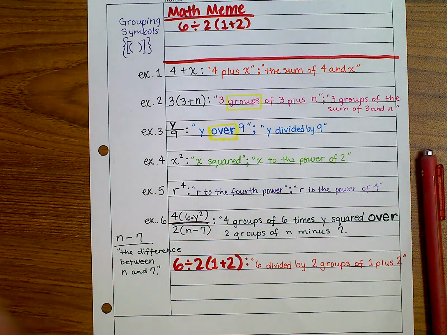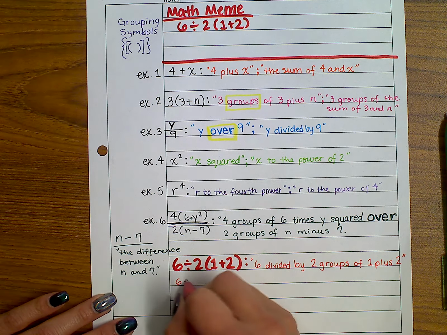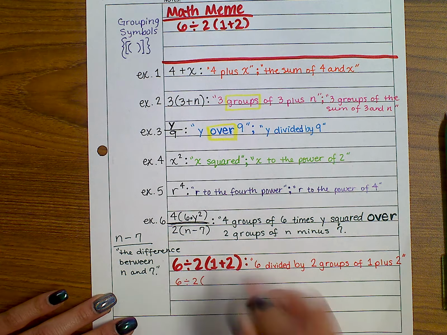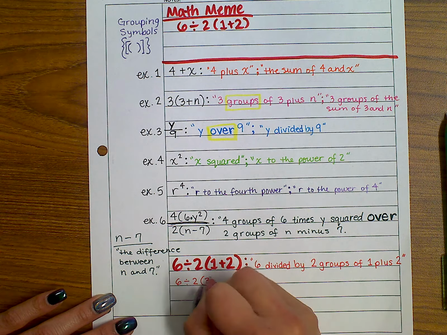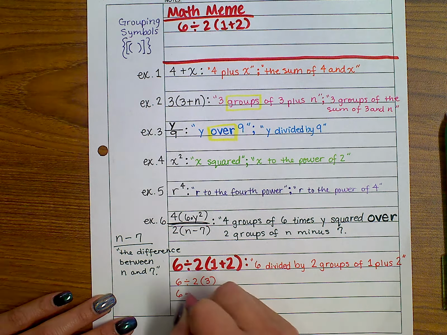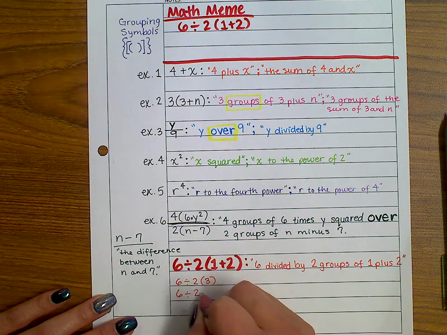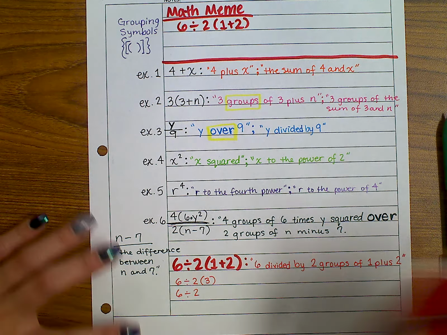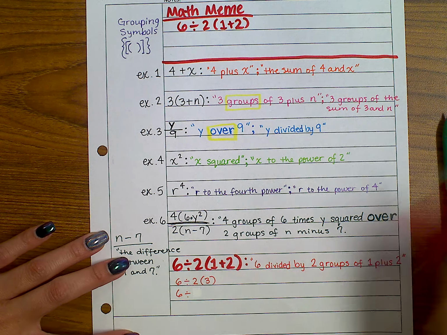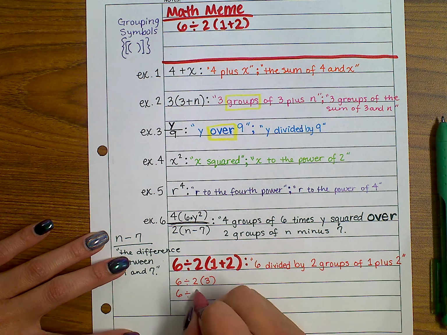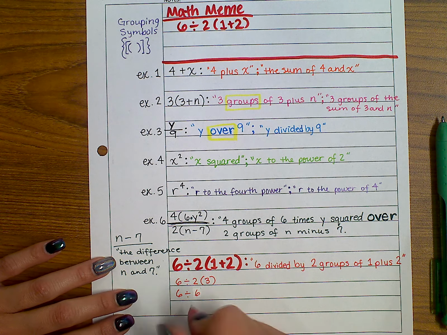So therefore, 6 divided by 2 groups of 1 plus 2, well, that's 3. So that's the same as 6 divided by 2 groups of 3, which is actually just 6. And we already know from page 2 that 6 divided by 6, that's 1.